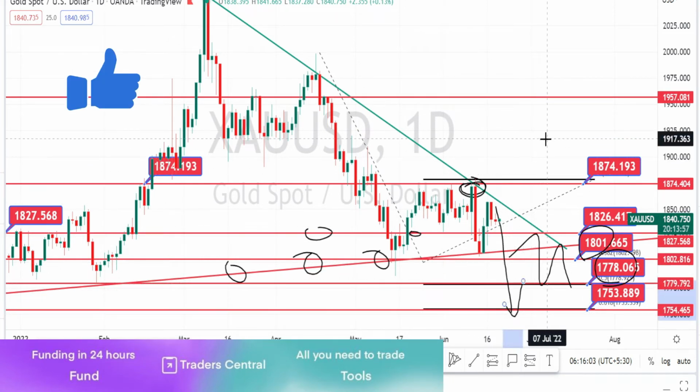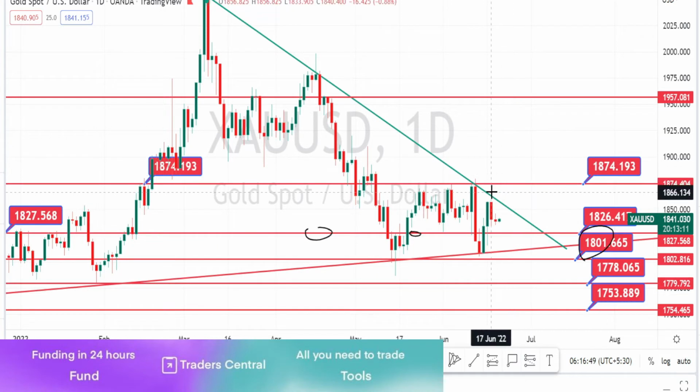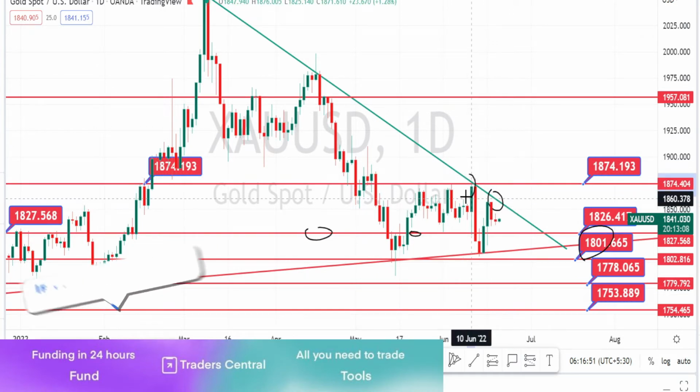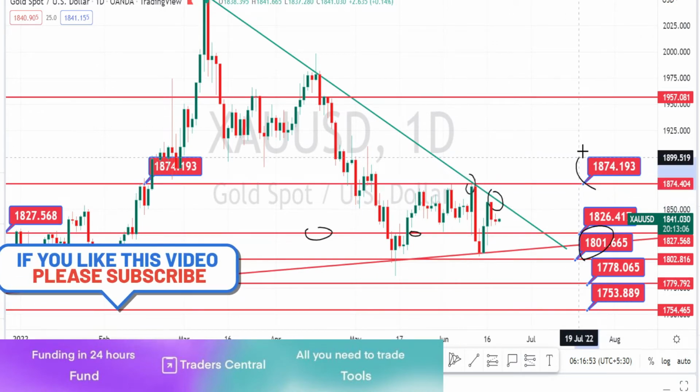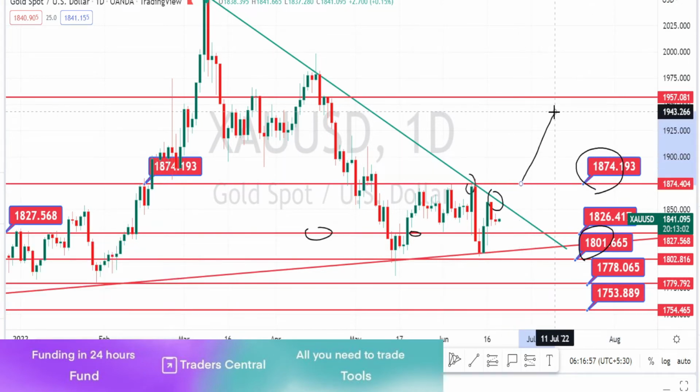So I would recommend you to wait for the price action to break this resistance line and to break this resistance level of 1874 to get a confirmation on the bullish trend reversal in daily time frame. Let us do the analysis in 4 hours time frame.